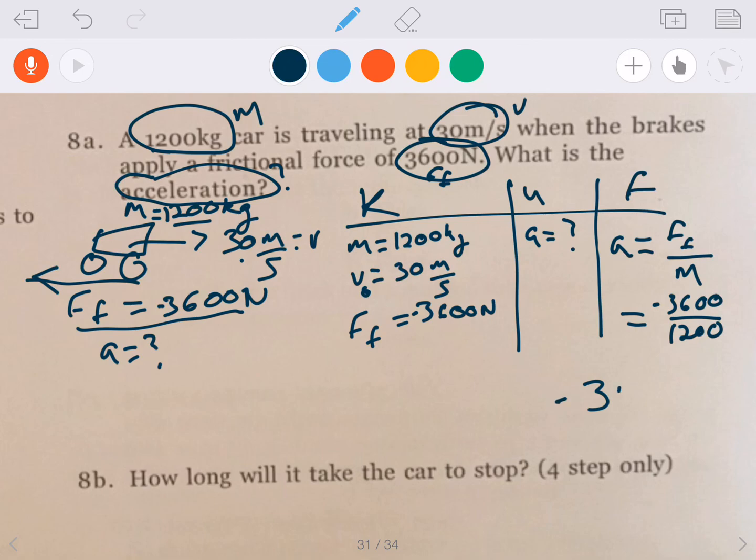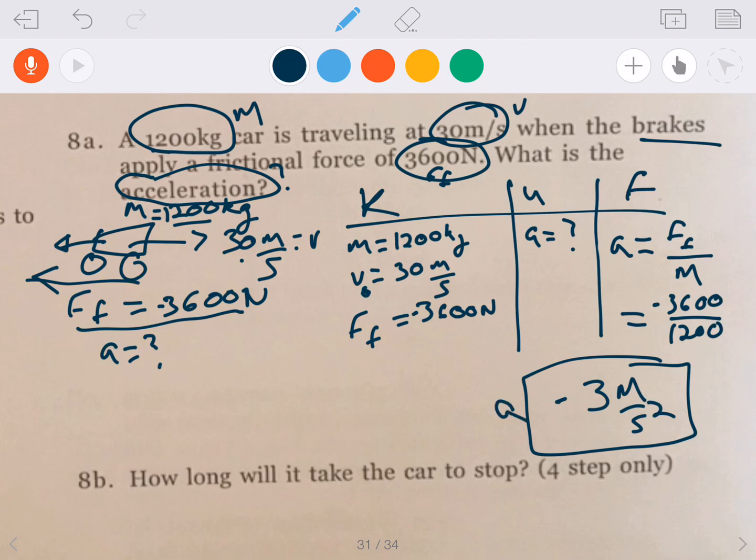but it's a negative 3 meters per second squared, which checks because she's braking, she's slowing down, so the car's velocity is changing in a negative direction, so it should be a negative number. So my acceleration equals negative 3 meters per second squared. That's part A, but look at part B. How long will it take the car to stop?